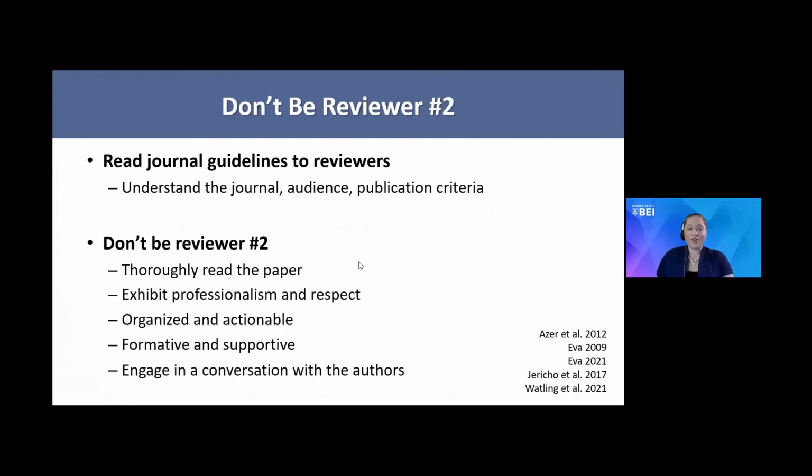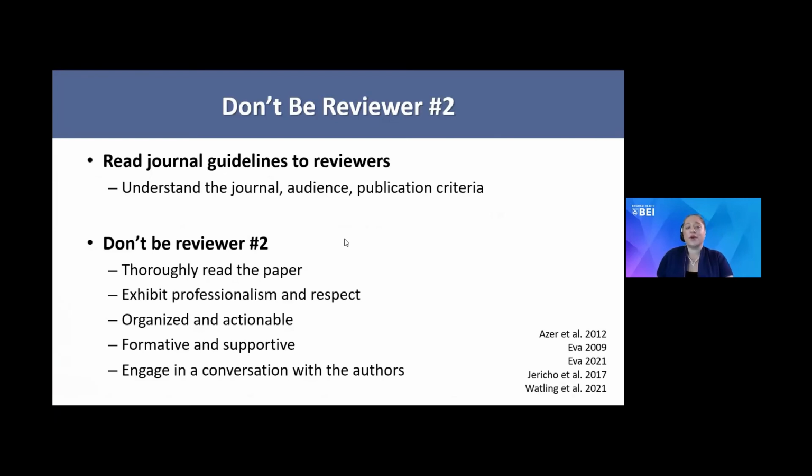All right. We've all heard of reviewer number 2, right? That person who is cantankerous, that person who is negative towards the paper and does not give that formative feedback to improve. So we do not want to be reviewer number 2. And there are a couple of things that we can do to not be that person.